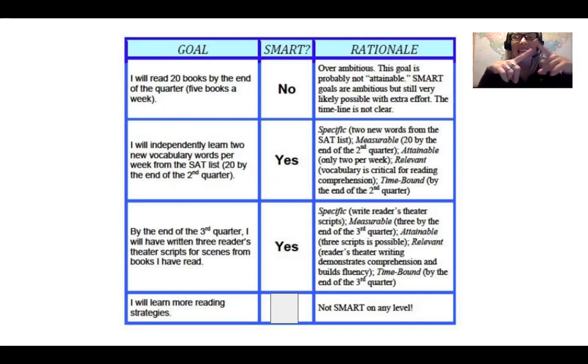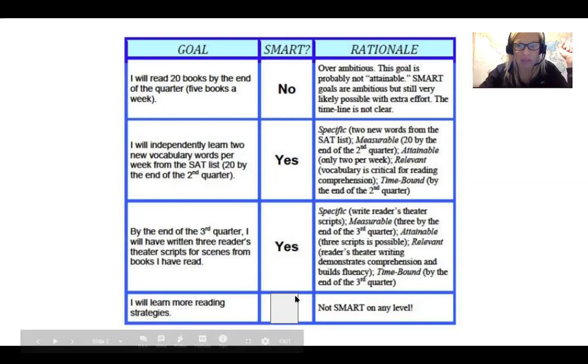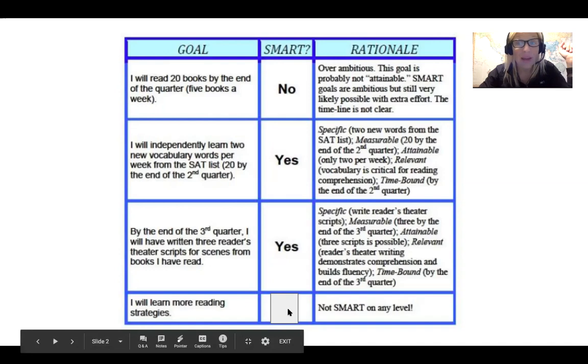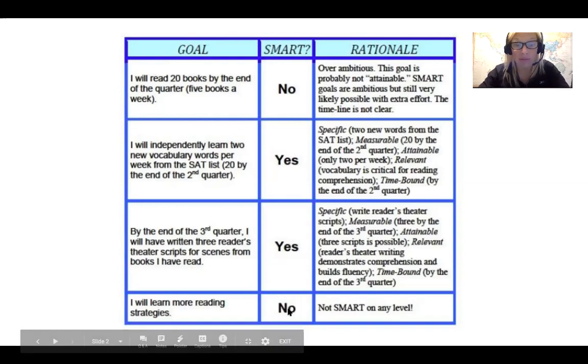We could make it even more specific with a timeline by saying the first script will be done within these weeks, the second script will be done within these weeks, and then the third script. But this is a SMART goal. Let's look at the last one. I will learn more reading strategies. You're right. It's not a SMART goal.